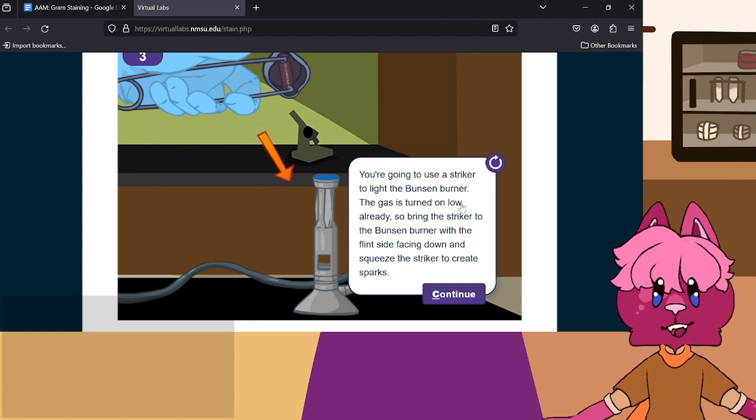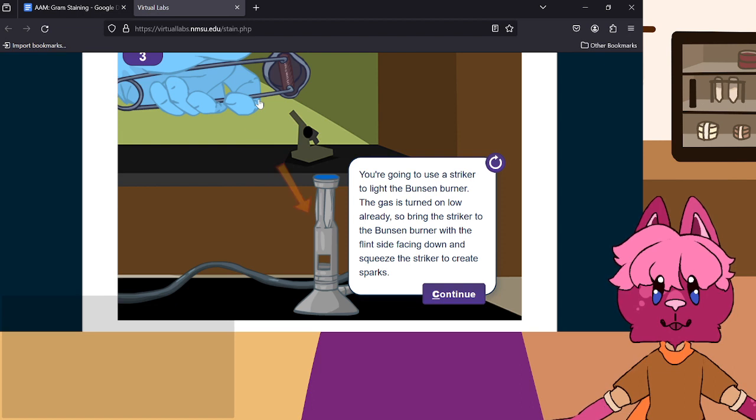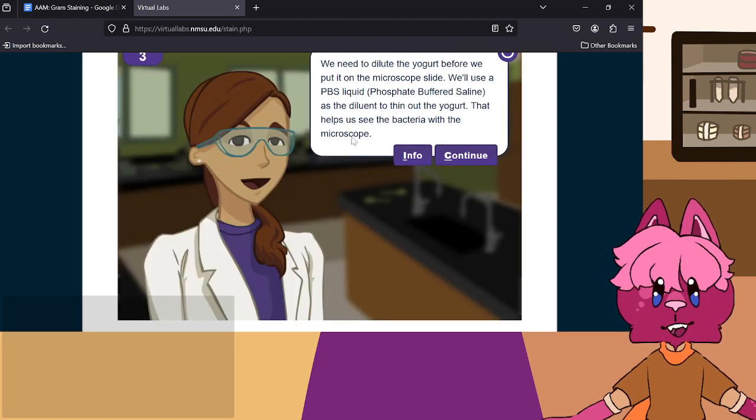So the gas is already turned to low, so I bring the striker to the Bunsen burner down, flint side facing down, and squeeze the striker to create sparks. Hey, look.